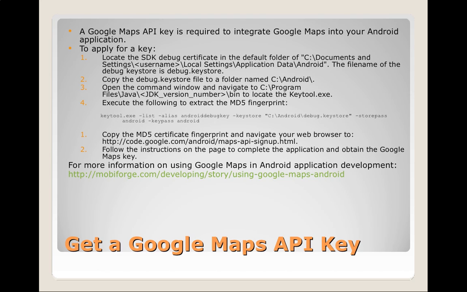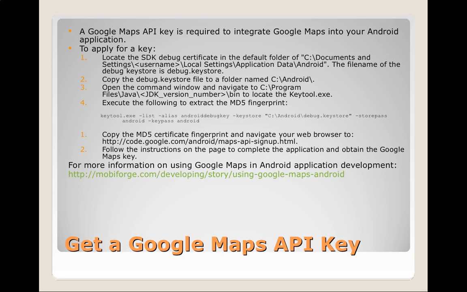So the API key is required to integrate the maps into the Android application. The API key is generated from a code. So you locate the SDK debug certificate. It's an actual certificate that's on your computer. Actually, when you sign apps, you sign them with a digital certificate that you create from your computer that says it came from your computer.